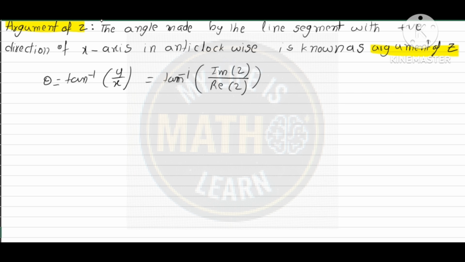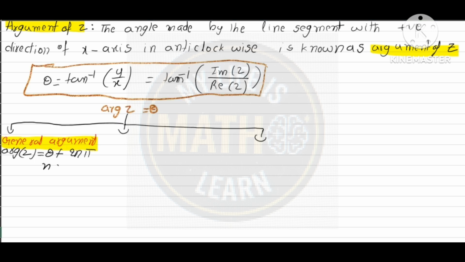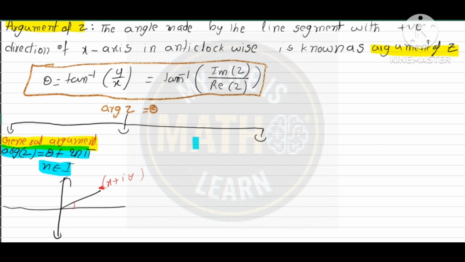General argument. There are three types of arguments. The first one, the general argument: arg z is equal to theta plus 2n pi, where n belongs to I. Because if you take the first round, that is theta. If you go a full round, you reach the theta angle again, that is theta plus 2 pi, and it is repeated infinite times. So the general form is theta plus 2n pi.